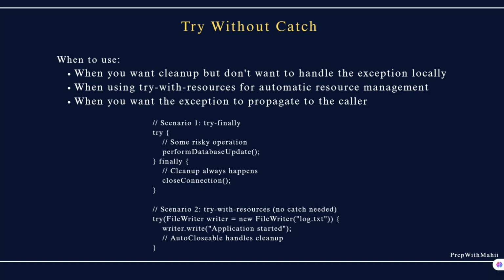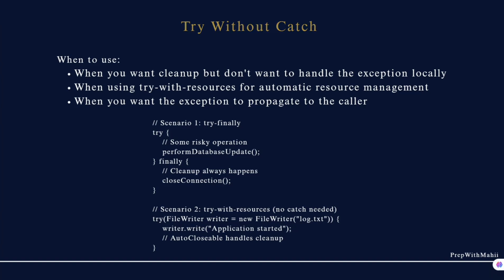The question is when to use it. When you want to clean up but don't want to handle the exception locally. When using try with resources for automatic resource management, when you want the exception to propagate to the caller. This is useful when I want to ensure cleanup happens but let the calling method handle it.